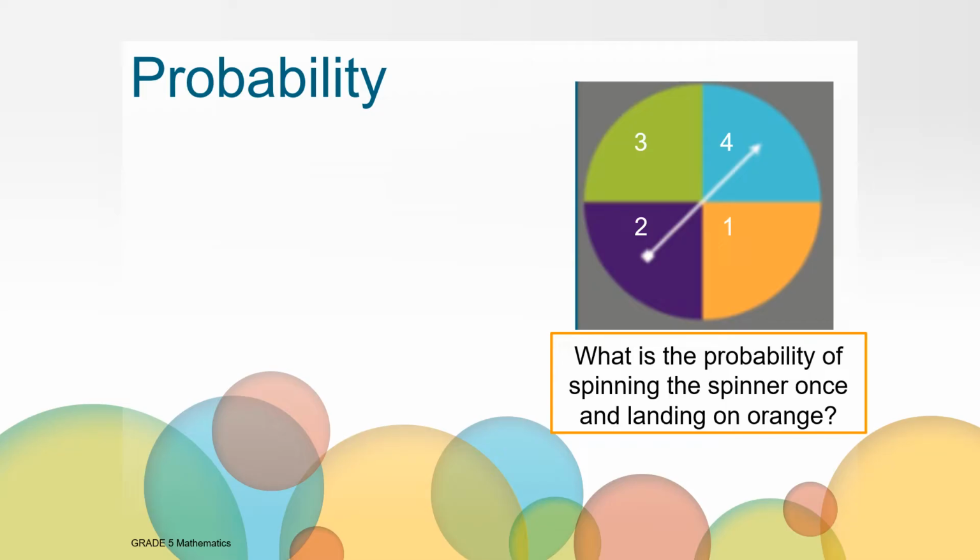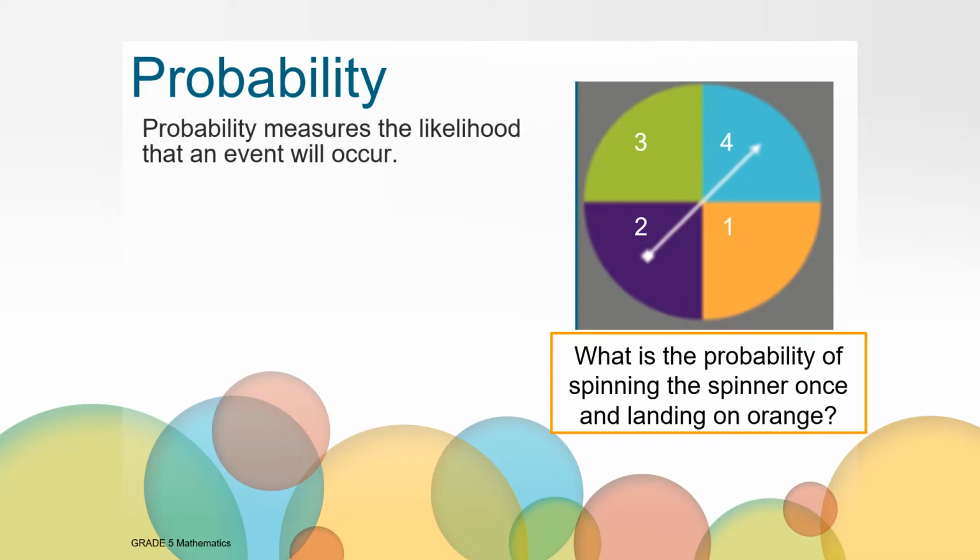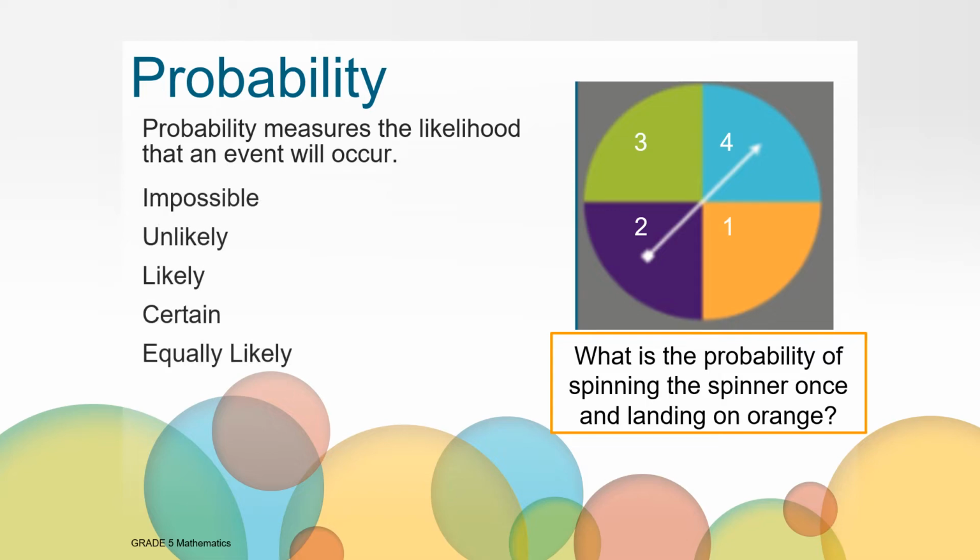Well, probability measures how likely an event will occur. We can use the terms impossible, unlikely, likely, certain, and equally likely to describe the likelihood or probability of an event. We see that 1/4 is orange and 3/4 of the spinner are not orange. So we can say that the likelihood of landing on orange is unlikely.